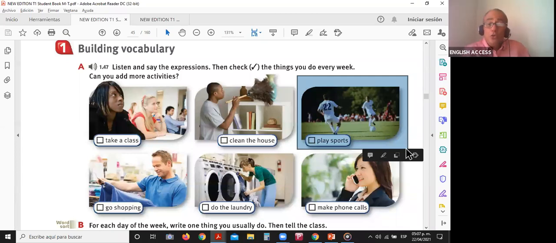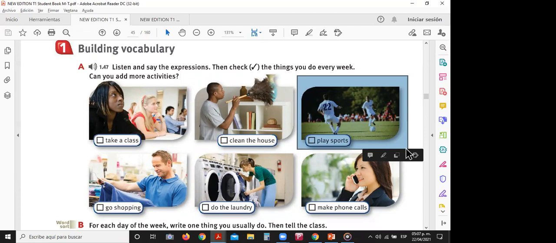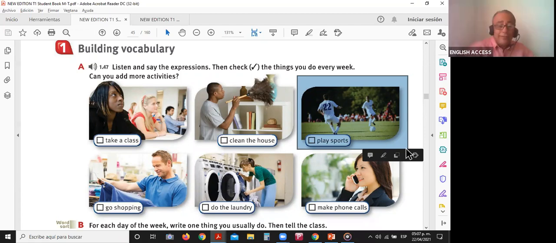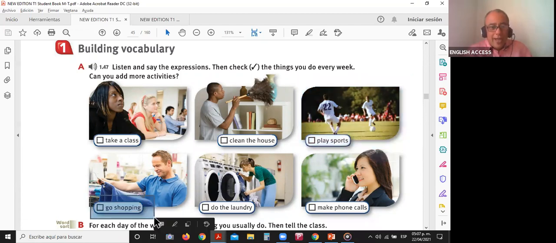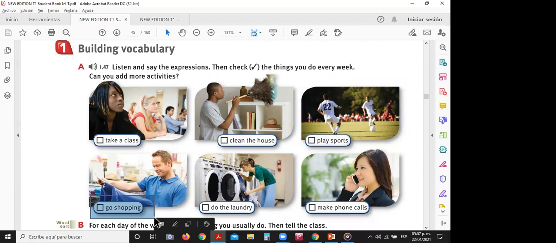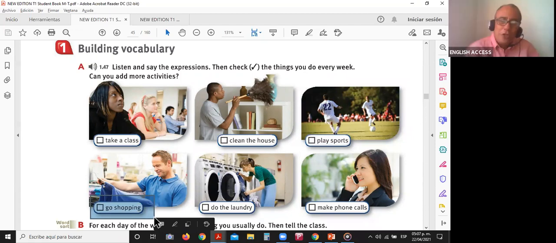Carolina, do you play sports? No. Okay. Volleyball, maybe basket. What about go shopping? Do you like to go shopping? Yes, teacher. Oh, Antonio, do you go shopping? Yes, teacher. Very good. We buy cell phones, we buy clothes, we buy many things. We go shopping to many places.